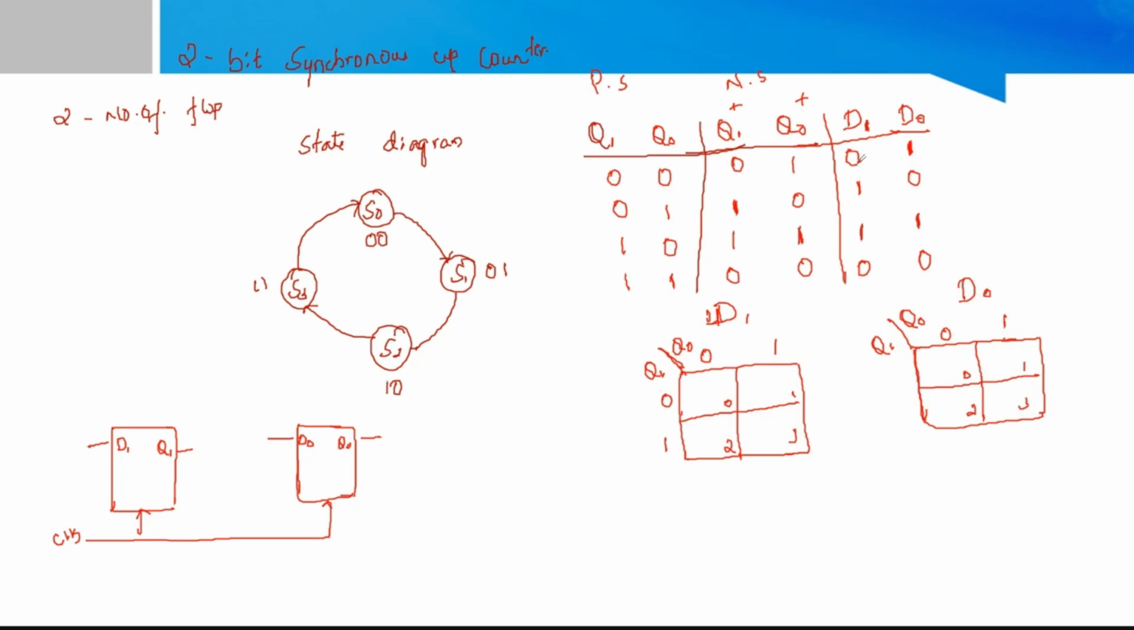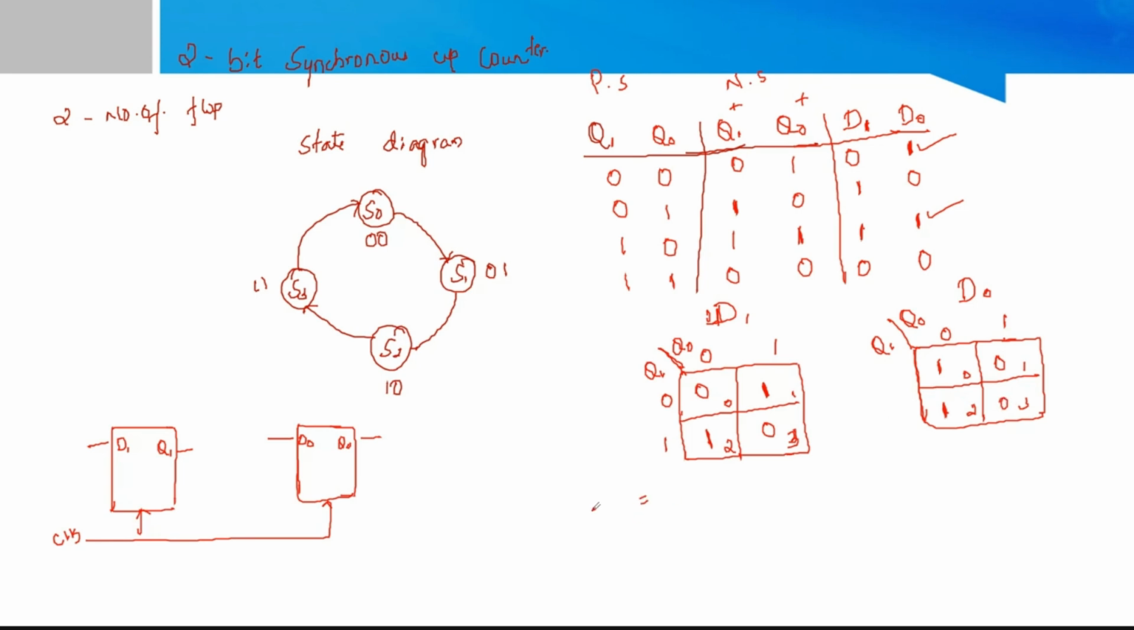So with respect to that, where it is high, 1 and 2 are high for D1. These all will be 0, 0. So the present state you need to fill. Why? Because with respect to the next state only we are getting the equation. So here you can see that 0 and 2 will be high. 1 and 3 will be 0, 0.